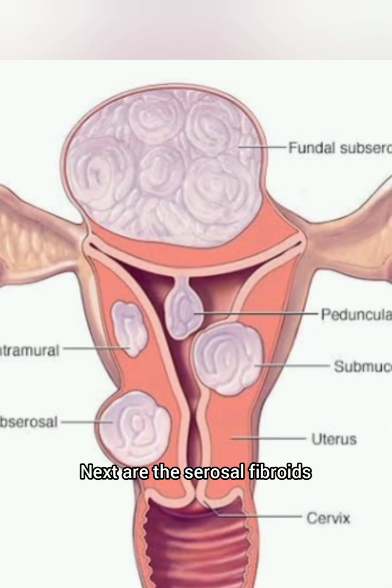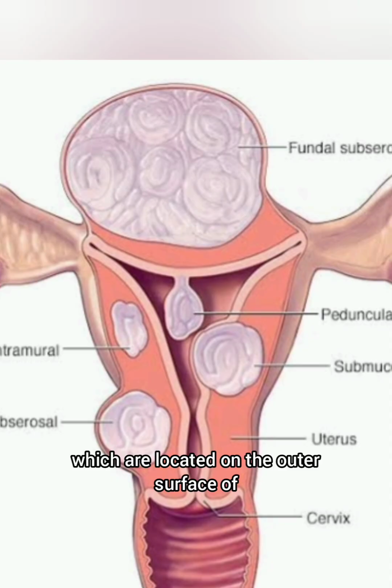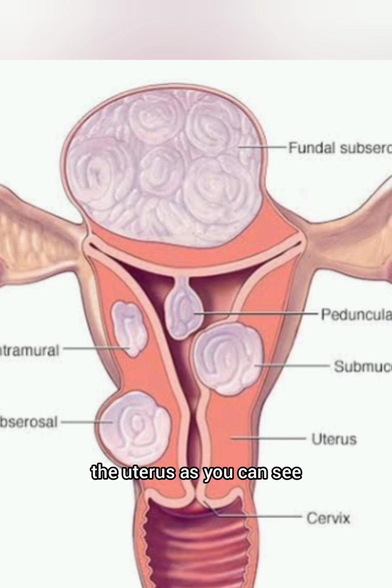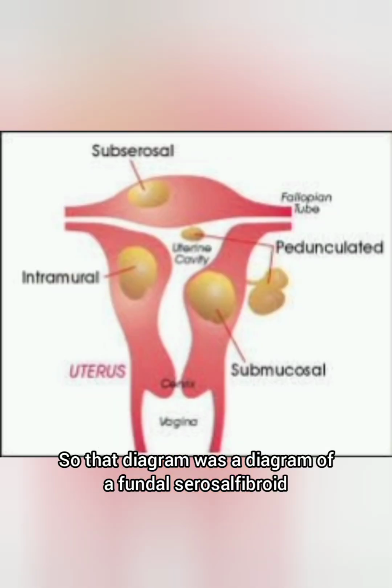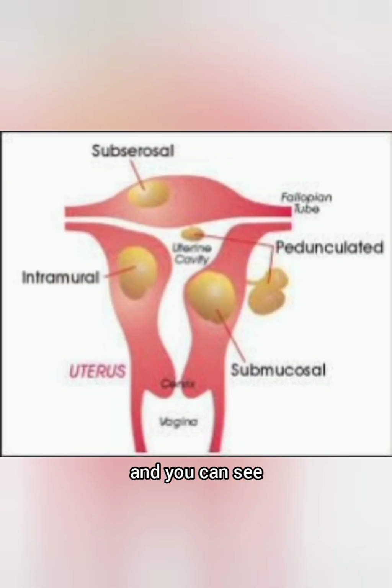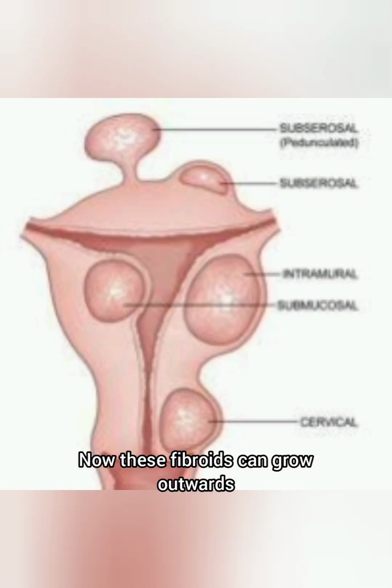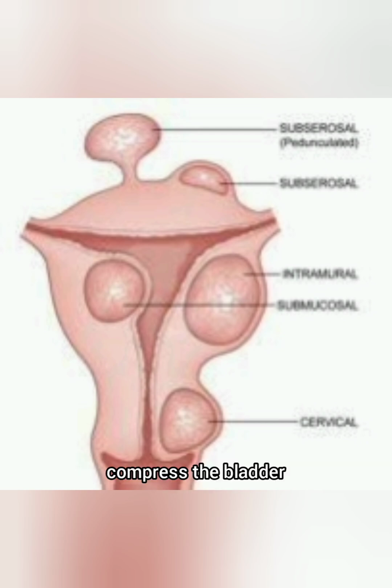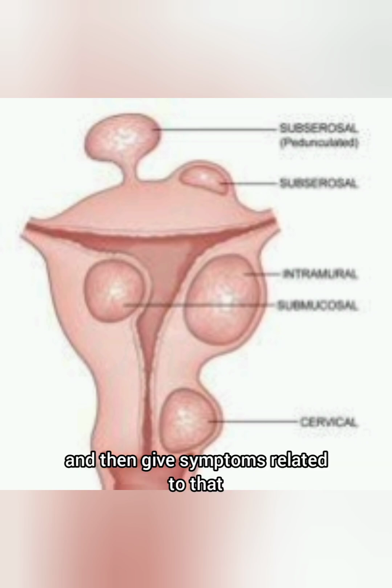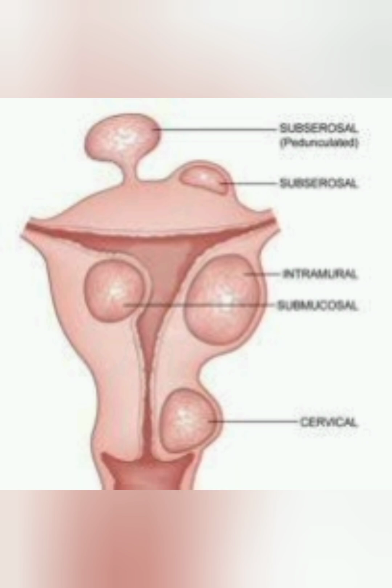Next are the serosal fibroids, which are located on the outer surface of the uterus, as you can see. That diagram was a diagram of a fundal serosal fibroid, and you can see how huge it is. Now, these fibroids can grow outwards and then press on surrounding structures, could compress the bladder, the intestine, the ureters, and then give symptoms related to that.